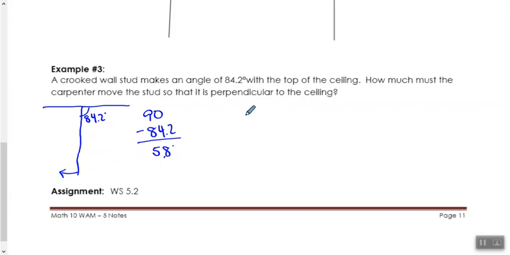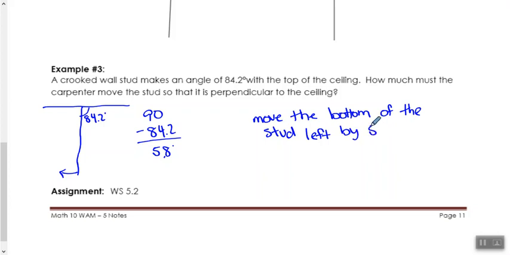So I can move the bottom of the stud left in my diagram, by 5.8 degrees.